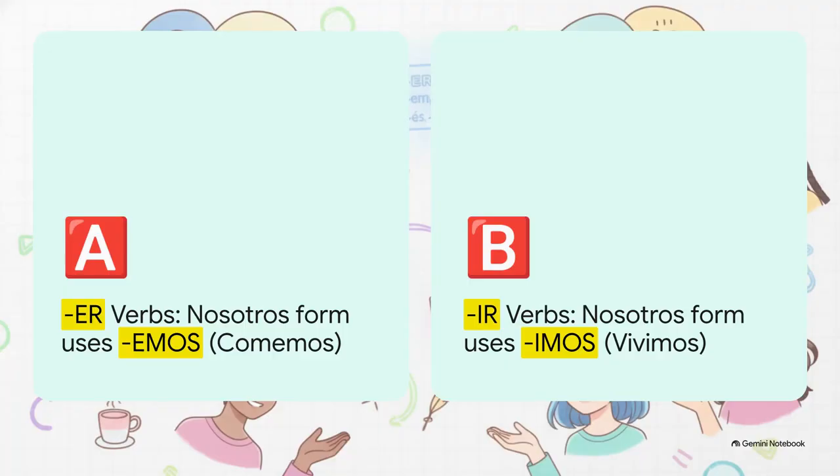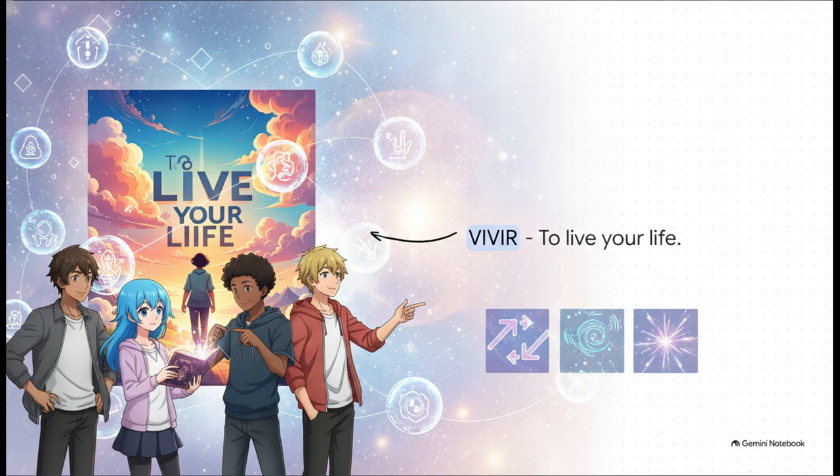So what is the actual difference between the ER code and the IR code? Well, it's almost entirely found in the nosotros form, the we form. For ER verbs, we use an E, comemos. For IR verbs, we swap that for an I, vivimos. That is literally the one major difference you need to remember to keep these two codes perfectly straight in your head. Easy, right? Vivir, to live your life.